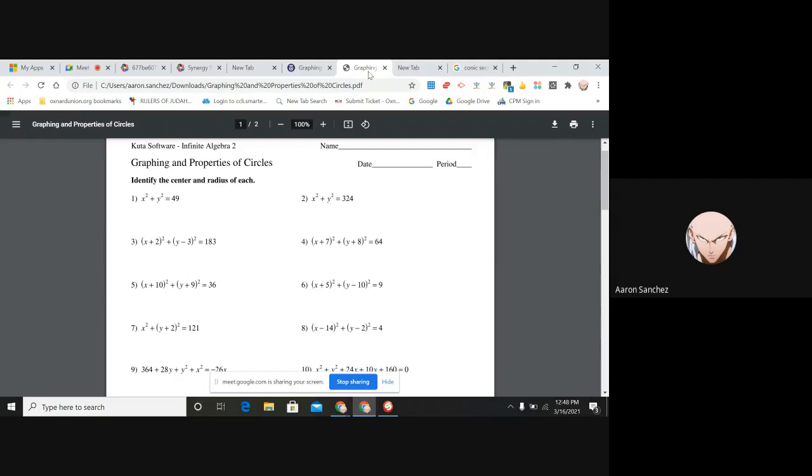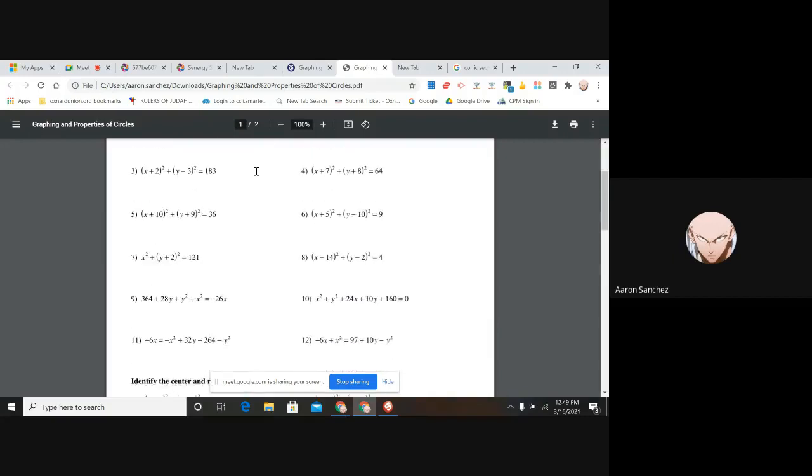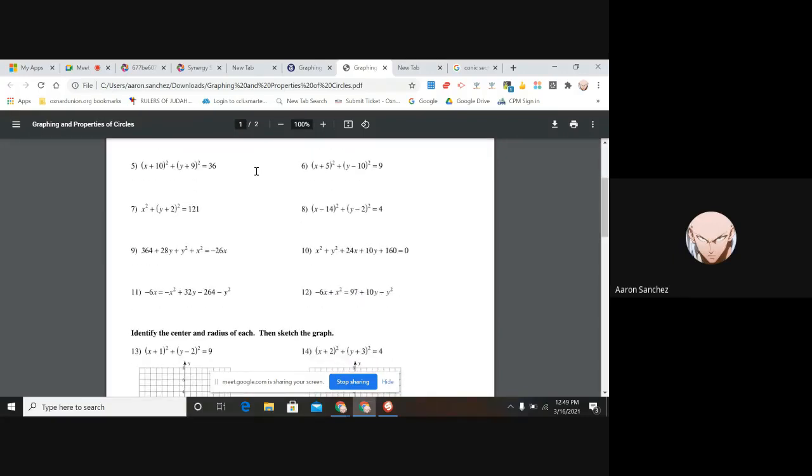Okay, I'm going to write a couple down. x squared plus y squared equals 4. You have to identify the center and the radius of each. I'll do 1, I'll do 3. (x plus 2) squared plus (y minus 3) squared equals 183. And I'll do, son of a gun, let's do 9. That is a pain, but not really.